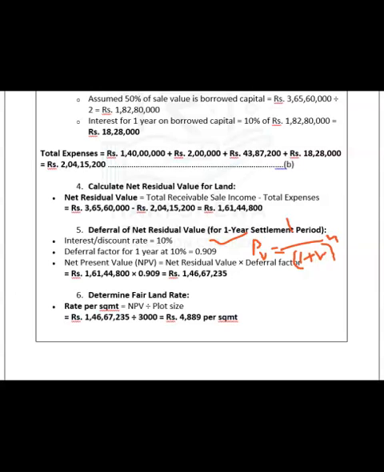So actual value 1 crore 61 lakhs into 0.9, today's rate is 1 crore 46 lakhs 67,000. And 1 crore 46 lakhs 67,000 divided by 3,000. Then the landowner will get this rate: 4,888 rupees per square meter, because there is a 700 square meter structure in which tenants are staying as per the Rent Control Act. So the developer will propose to give this. This is the land value.